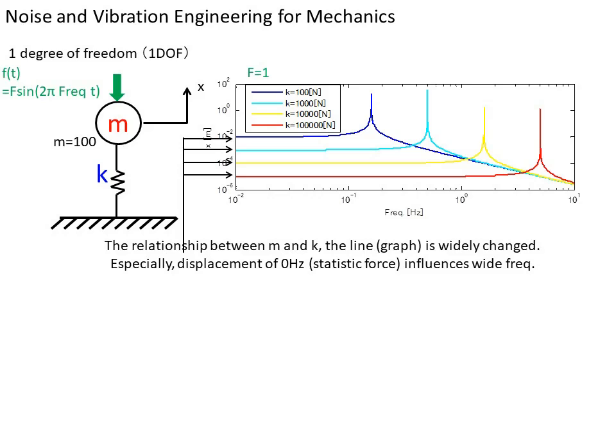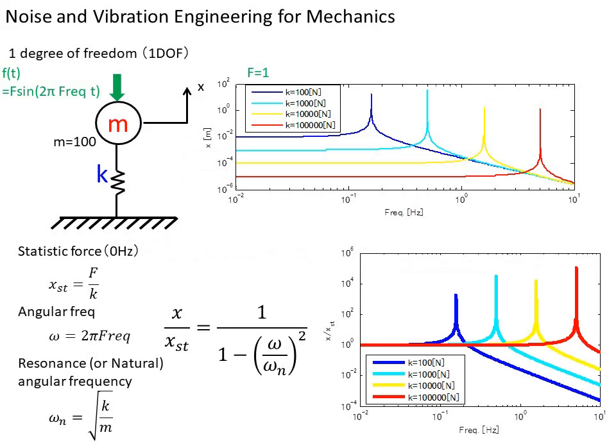In particular, it can be seen that the amount of change due to static force affects the wide range of frequency. Normalize the difference in this static force displacement and compare only the effect of the spring constant. The static displacement xst can be expressed by static force F divided by K. Normalizing the displacement x with the static displacement xst results in a graph.